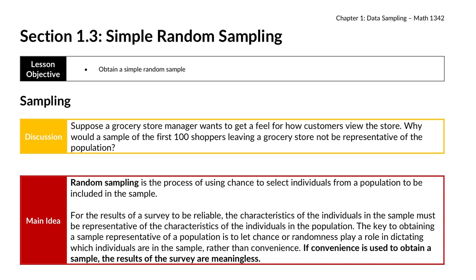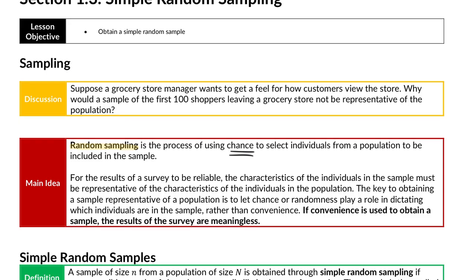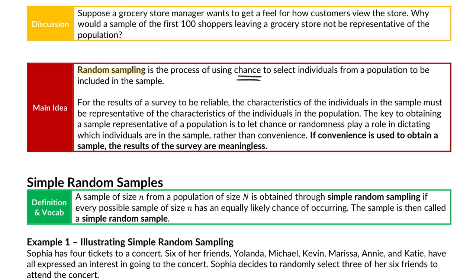So what we get to is the idea of what's called random sampling. Random sampling is the process of using chance or randomness to select individuals from a population to be studied in the sample. For a survey to be reliable, the characteristics of individuals in the sample must be representative of the characteristics of the individuals in the population as a whole. The key to obtaining a sample representative of a population is to let chance or randomness play that role in dictating which individuals are in the sample rather than convenience.